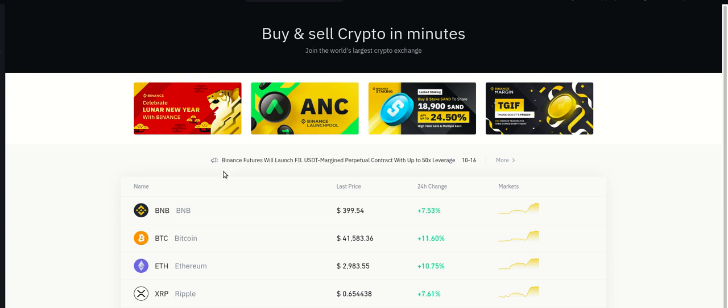Today we want to look at how to set your stop loss and take profits on Binance. Actually, we have the normal stop loss that you can set, and we also have the OCO that you can use to set both the stop loss and the take profit simultaneously.